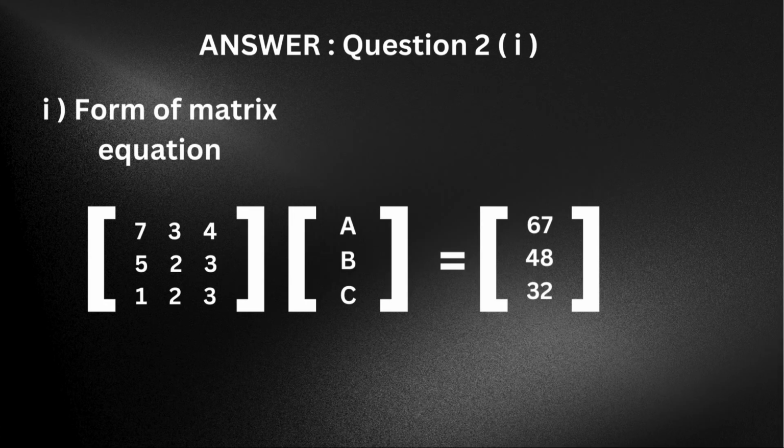Answer for question 2, number 1. Form of matrix equation. In the bracket 7, 3, 4, 5, 2, 3, 1, 2 and 3. In the second bracket is A, B and C, equal to the bracket 67, 48 and 32.